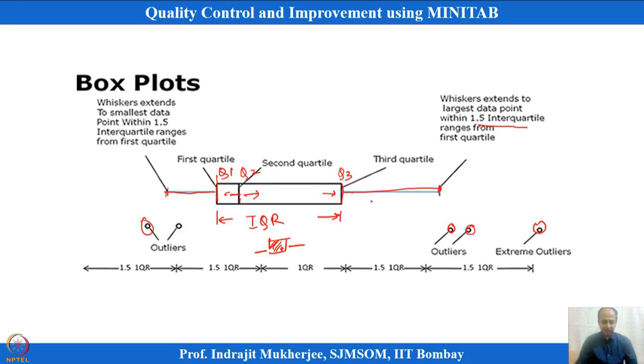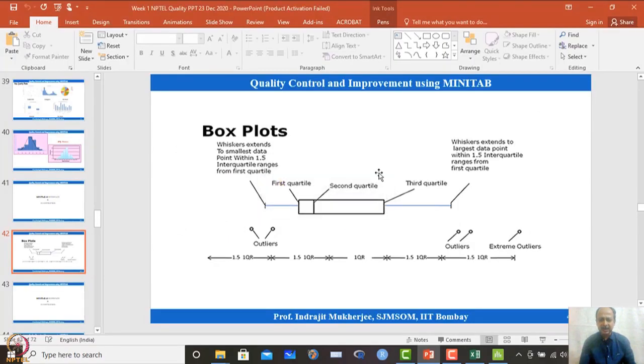Okay. So this is also possible in Minitab. We will use the same data set where we have drawn the histogram to illustrate the box plot. Here we want to see the interquartile range and where the data is most concentrated. So that is also possible over here. This is the same data set we are using.